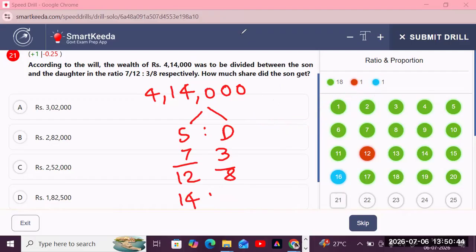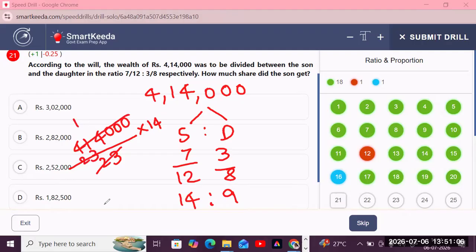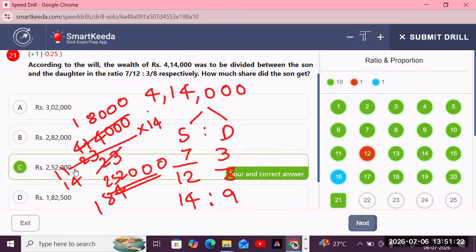What is how much share did the son get? इसका शेयर जो है 9. तो 4140 upon 23 into 40. 21 ones are 23 ones are 23. 184. 18,000 into 14. 252,000 is the answer which is correct.